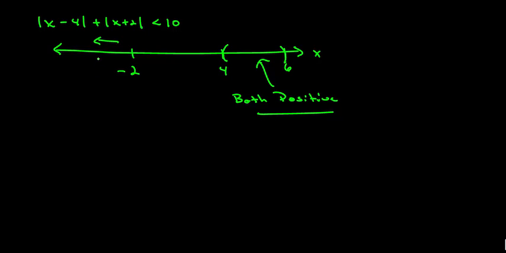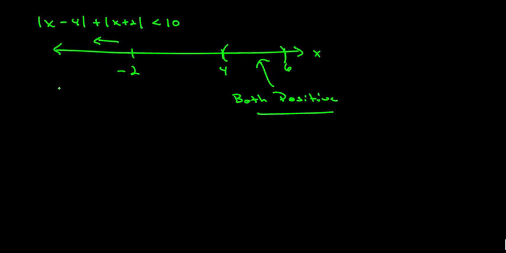So if I go -2 or less this way, then both these guys should be negative. Watch. Let's grab a number over here like, let's say, -3. Then it'd be the absolute value of -3 minus 4 plus the absolute value of -3 plus 2. So this would be the absolute value of -7 plus the absolute value of -1. So this is 7 plus 1, and that's less than 10. Notice that the insides became negative for both of these things over on this side.